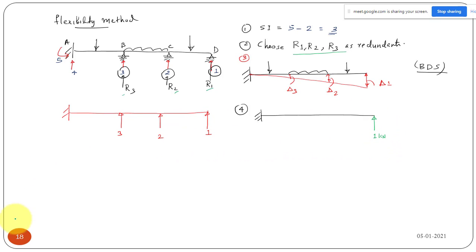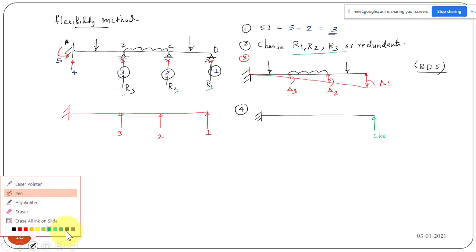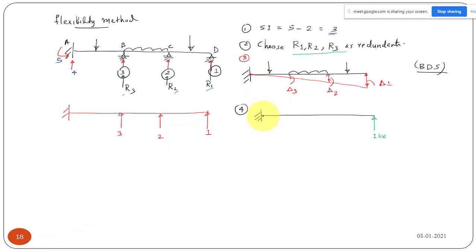So once you apply the unit force, what will happen? Your beam will deflect. Your beam will have a deflection in the upward direction. It will bend like this.